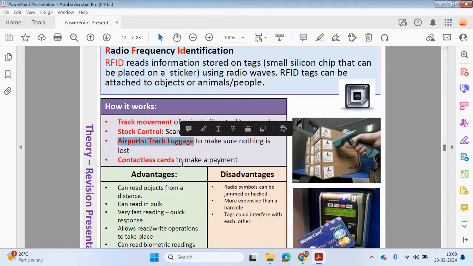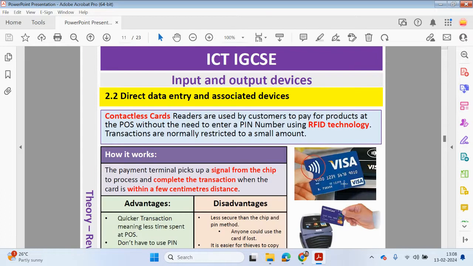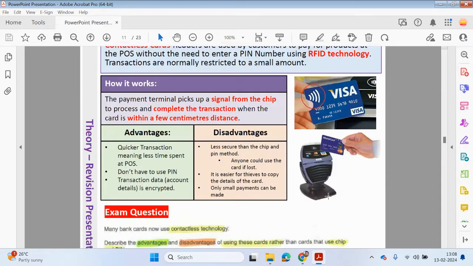Your luggage at the airports. So once you're checking in your luggage, they may stick a little tag onto your suitcases, and then your suitcases can be scanned from a distance to ensure nothing is lost and all of the correct suitcases are put onto the right airplane. And obviously, we looked at the contactless card methods. So this can be incorporated into this method of payment to make quick payments just by tapping the card.